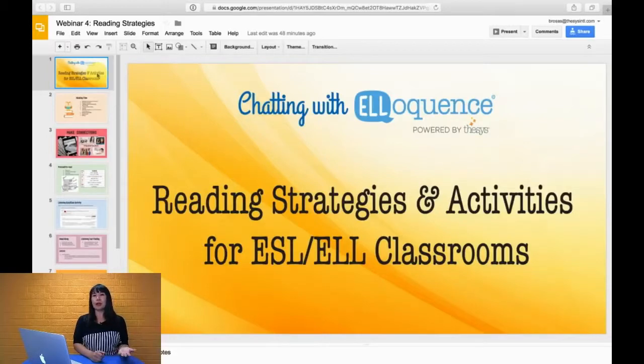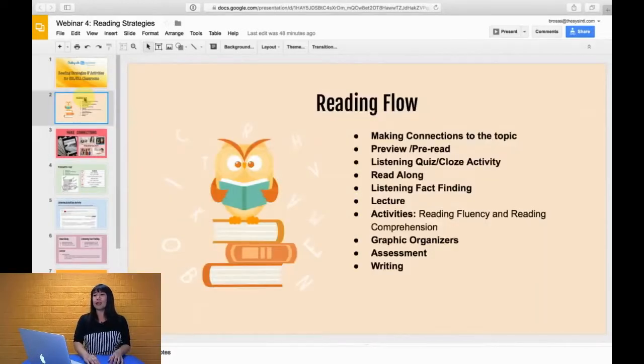You will also notice that there's a specific flow that we believe in and an integrated skills approach when we teach reading using writing, listening, and speaking activities. So when we talk about reading flow, we want to first start students by making connections to the topics. It is our job as teachers to help them make these connections to better understand the topic at hand.